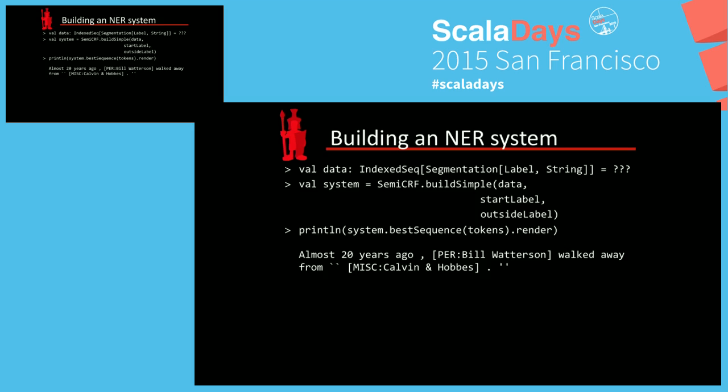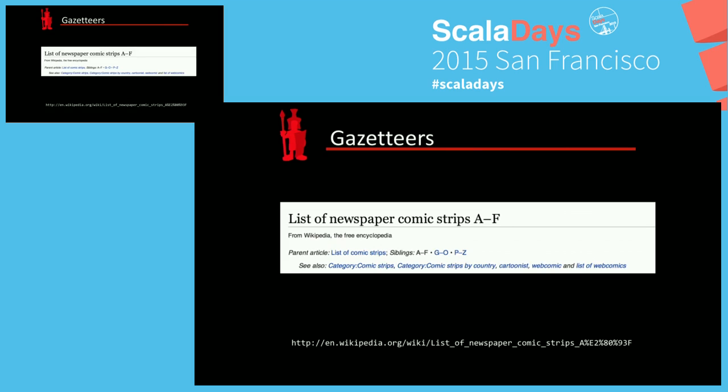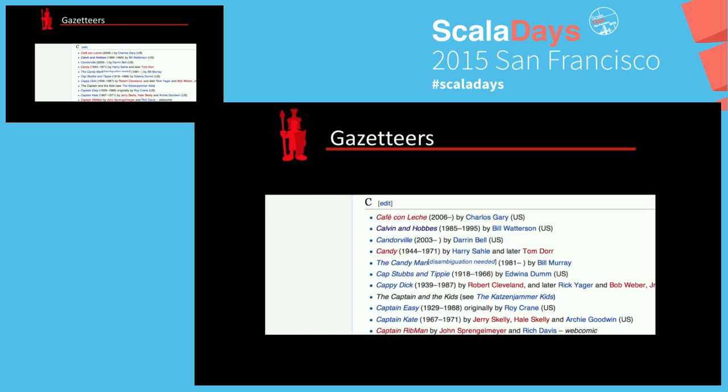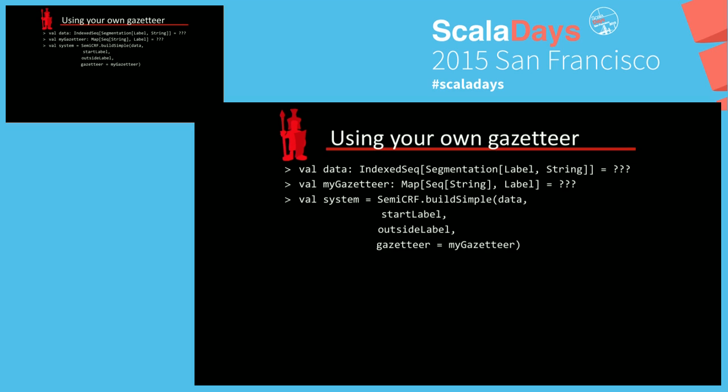There are actually other things you can do that tend to be much easier. One option is to use a gazetteer, which is just a fancy word for a big list of things that have the same type. So we could go to Wikipedia, and there are tons and tons of these lists for everything, really. We can find a list of all webcomics or all comic strips. Sure enough, Calvin and Hobbes is in there, and you can pass it into the same API call, and it'll use that automatically and figure out the right trade-off between the gazetteer and the standard machine learning features it has by default. Okay.